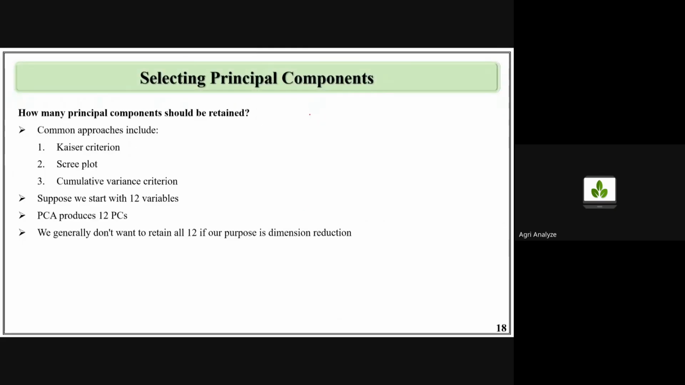Now, if we have 13 variables, it means p is equal to 13. After PCA is performed, it gives 13 principal components. It means PC is equal to 13. Because this is a dimensionality reduction technique, if PCA gives 13 principal components, why do we need all these PCs?